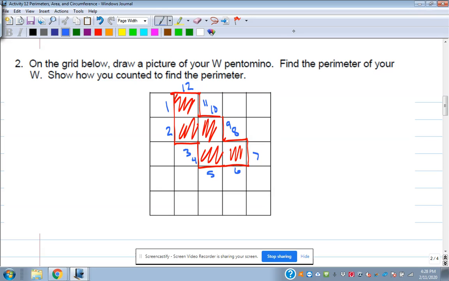Be careful, don't skip that side when you turn the corner. That's the easy one to forget. So perimeter 12 is 12 centimeters. That's centimeter by centimeter blocks. Use those again there. And showing your counting there is plenty of explanation.